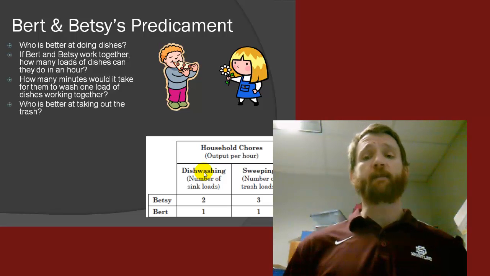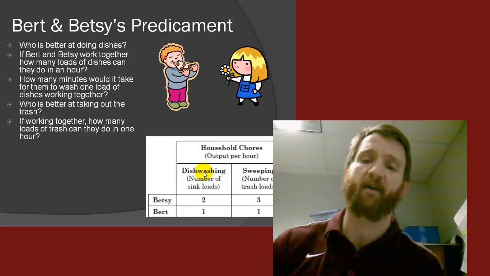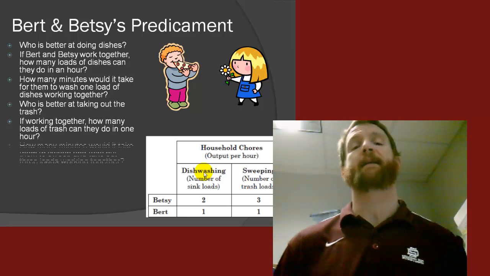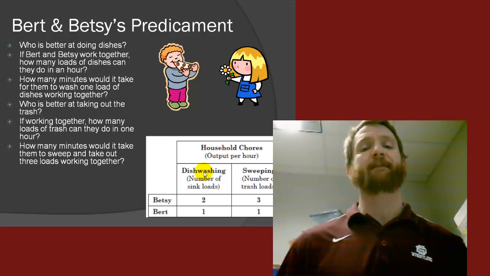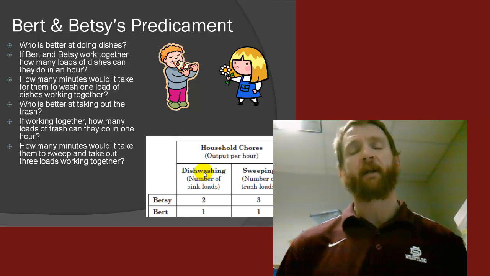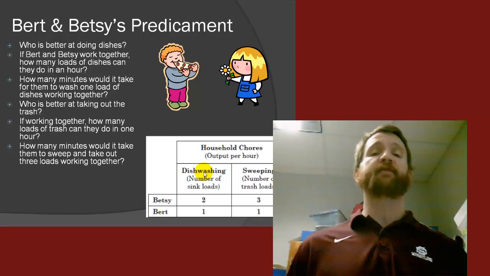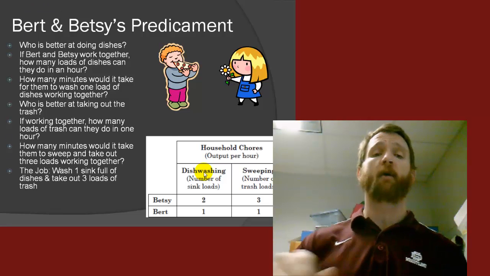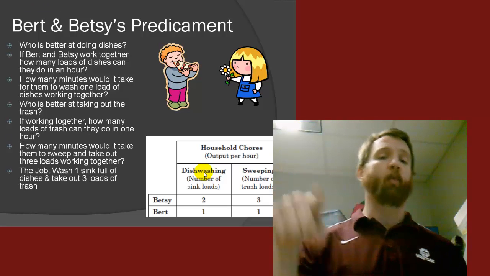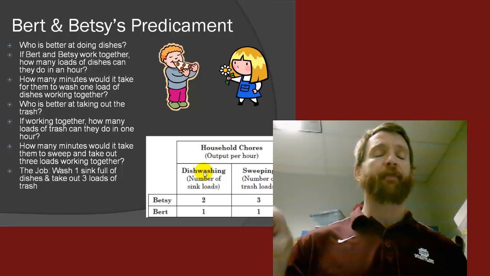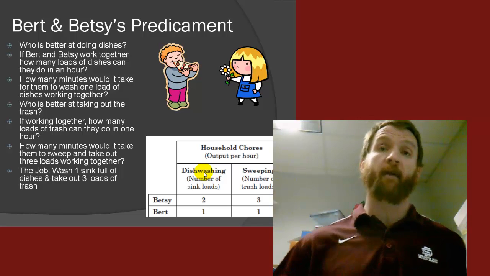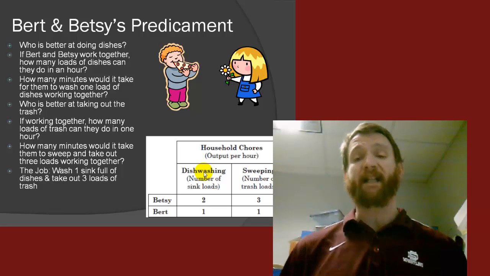All right, so who's better at taking out the trash? Betsy, once again, is better at taking out the trash. If they work together, they can do 4 loads in an hour, so that means it's going to take them 15 minutes if they work together to do 1 load. So, just to review, their task, their job before they can go anywhere is to wash 1 sink of dishes and take out 3 loads of trash.